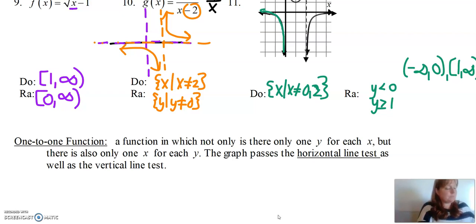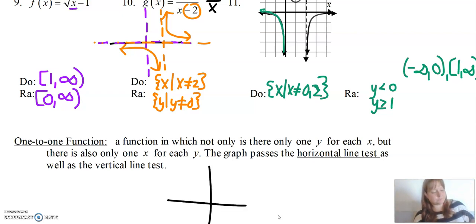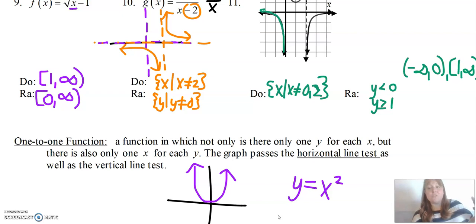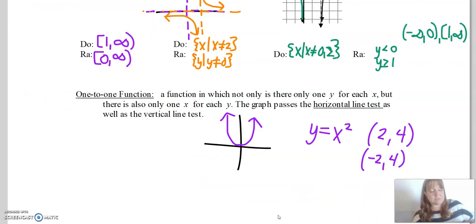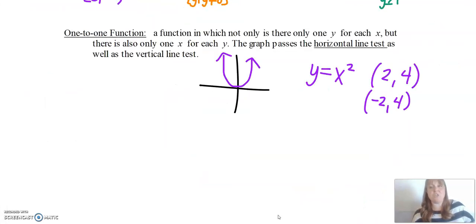For example, if you have a parabola, just the standard x squared parabola, y equals x squared. If I put in 2 for x, I get out 4, right? When x equals 2, y equals 4. What happens when I put in negative 2? I also get 4. All right. So this one is not a one-to-one function because two different x's give me the same y.